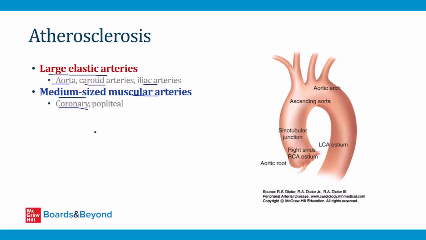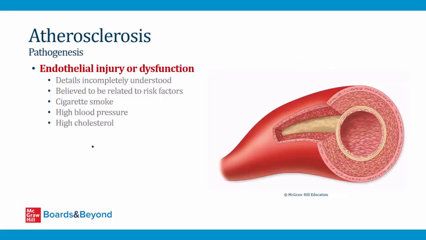That's what leads to myocardial infarction, and also the popliteal vessels. Okay, so now let's talk about the pathogenesis of atherosclerosis. In other words, how do these plaques build up in artery walls?